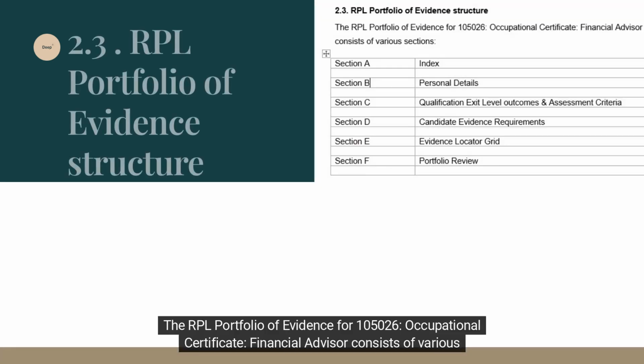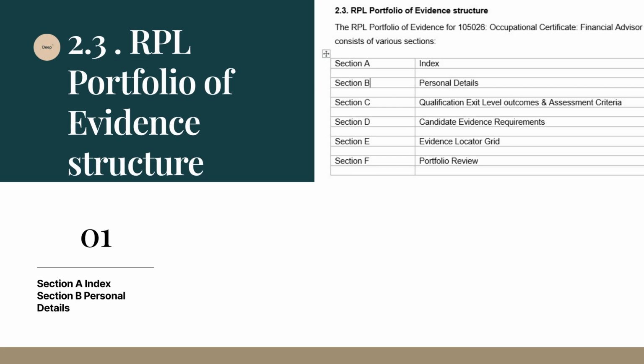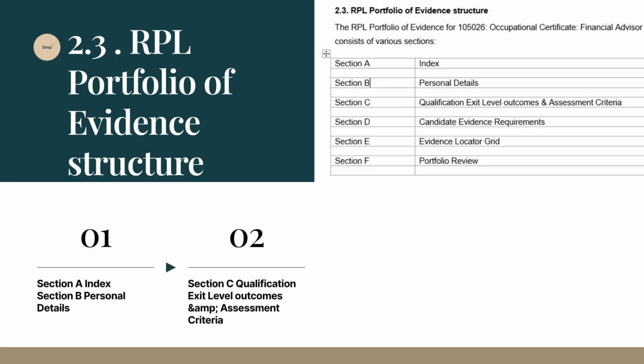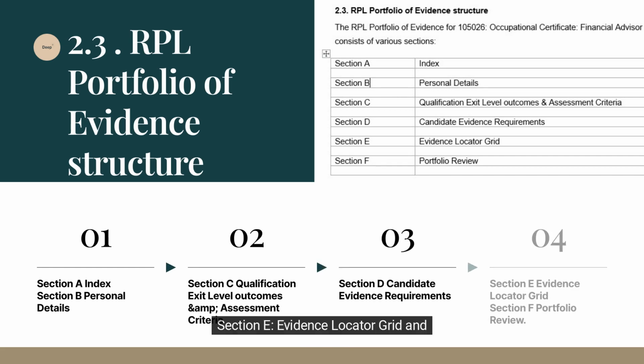The RPL Portfolio of Evidence for 105026, Occupational Certificate: Financial Advisor, consists of various sections. Section A: Index. Section B: Personal Details. Section C: Qualification Exit Level Outcomes and Assessment Criteria. Section D: Candidate Evidence Requirements. Section E: Evidence Locator Grid, and Section F: Portfolio Review.